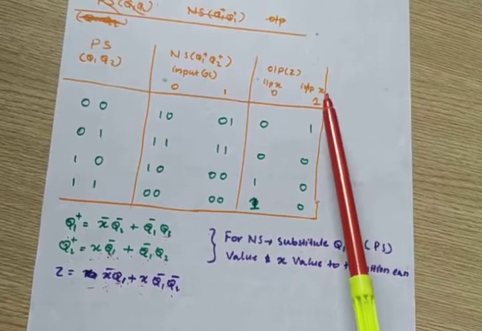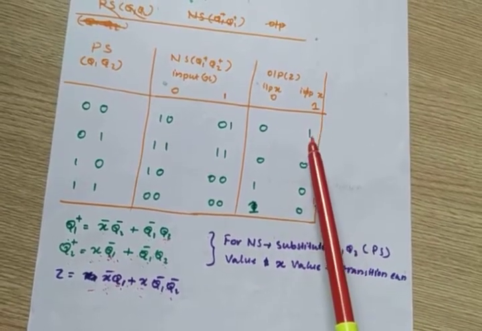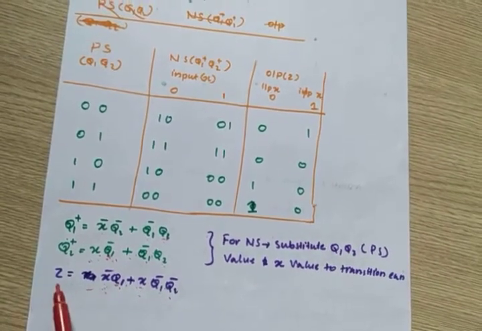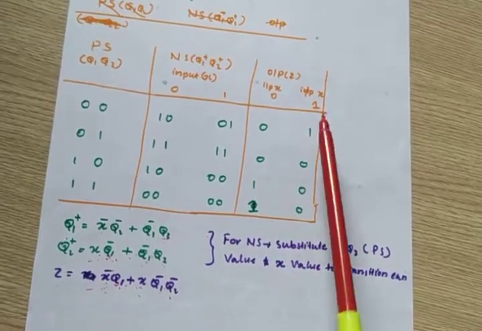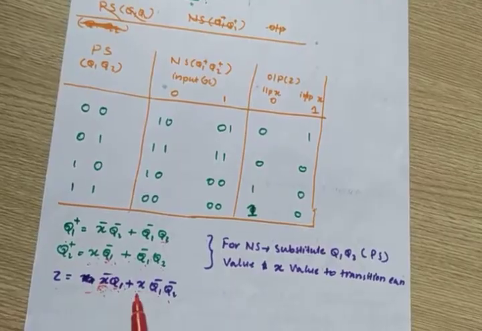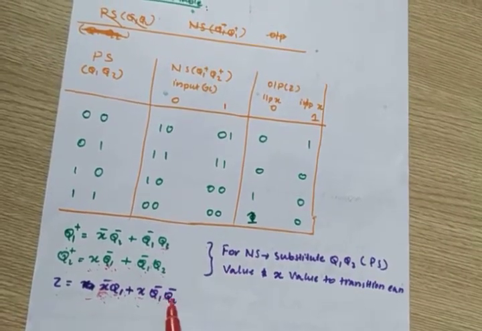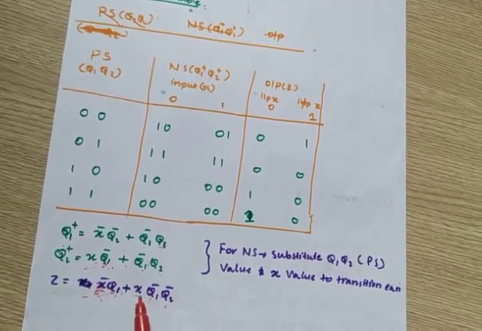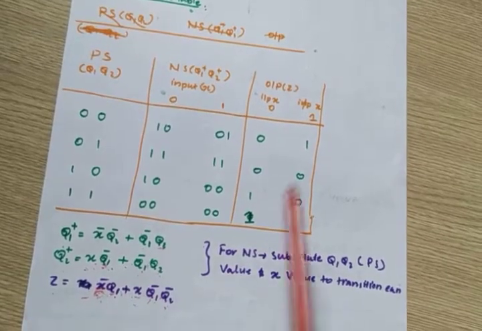Now x equal to 1. What is the output equation? Z equals x bar q1 plus x q1 bar q2 bar. Here put x equal to 1, so x bar is 0, so this term is 0. Here x is 1, so this is okay, and q1 bar q2 bar is also 1, so this term is 1. 1 plus 0 is 1, that's why it is 1 here.